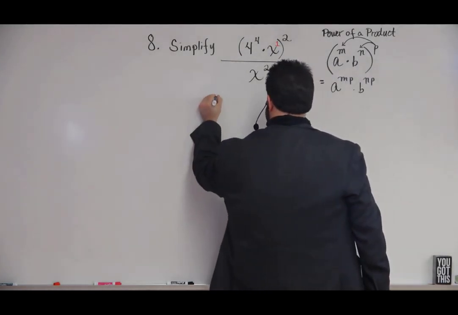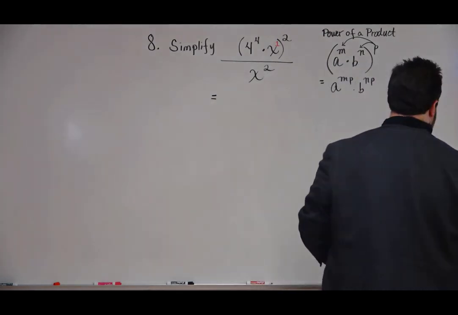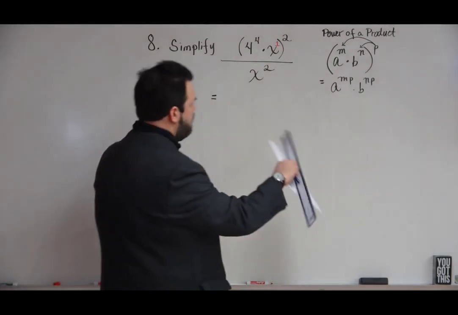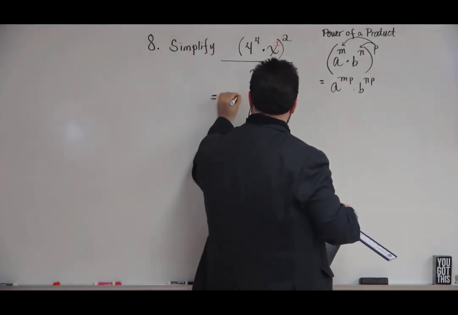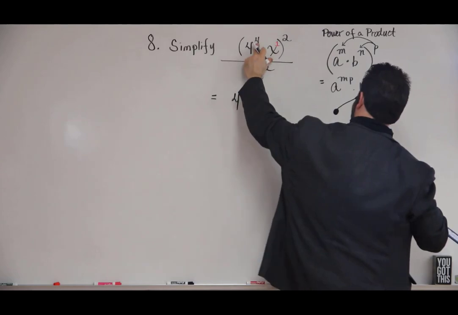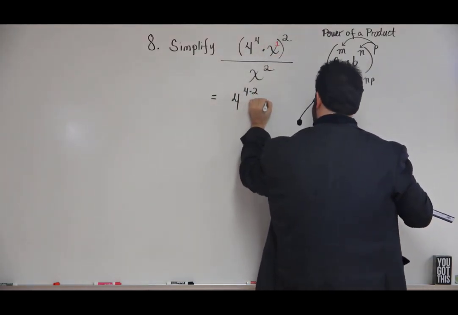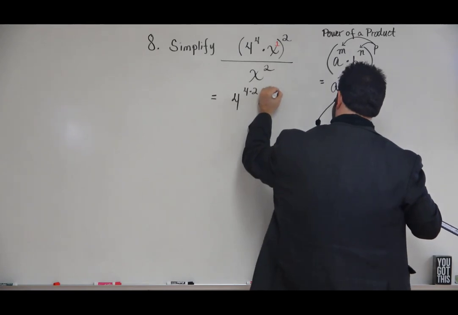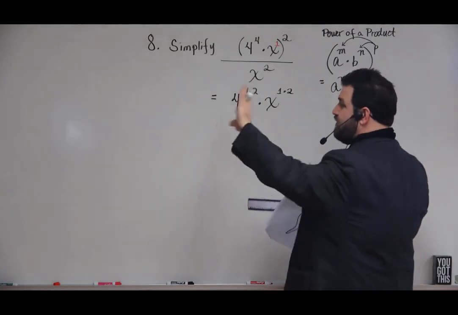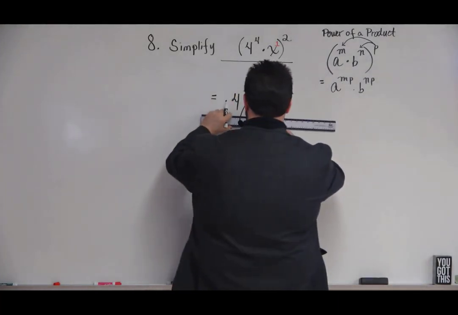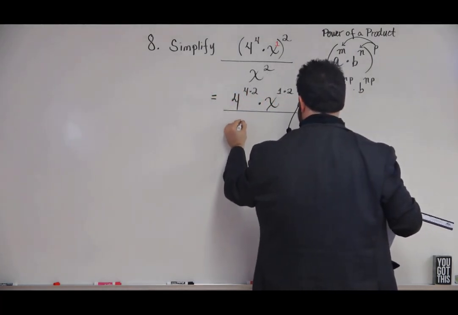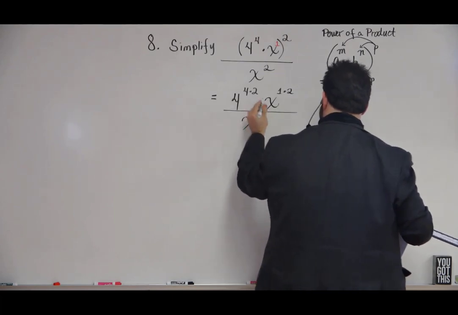Okay, so let's do our next step. We're just going to rewrite everything, but we're going to distribute multiply. So we're going to take 4 and raise that to the power of 4 times 2, times x raised to the power of 1 times 2. We didn't touch the denominator, so we're just going to write big fraction bar and put that x squared down below.